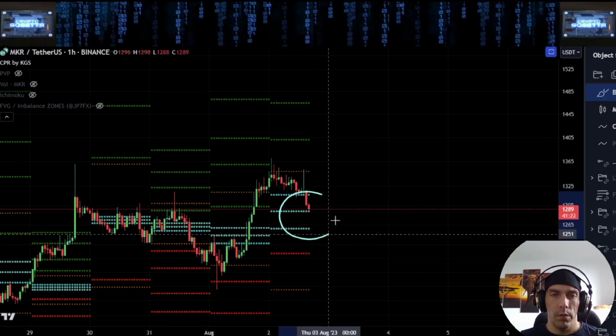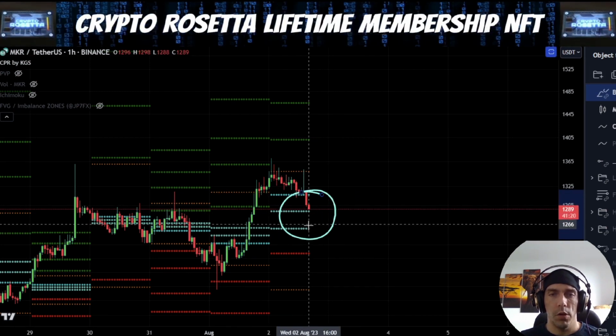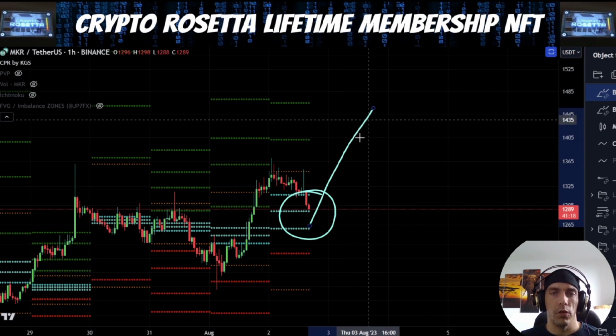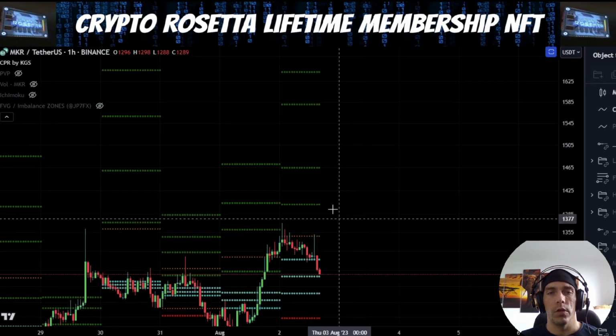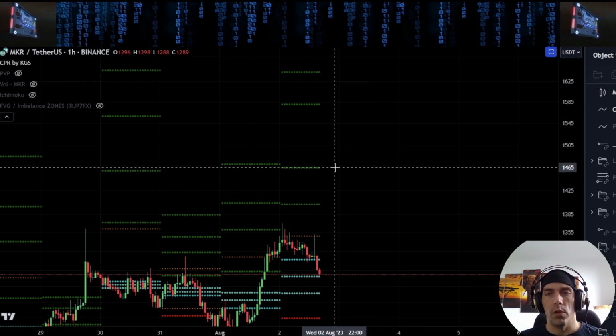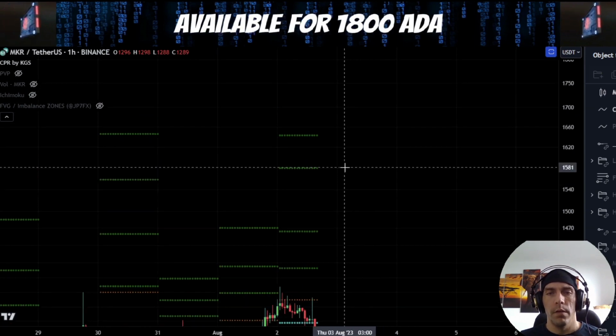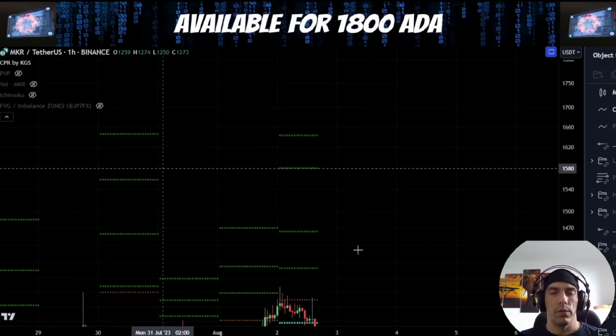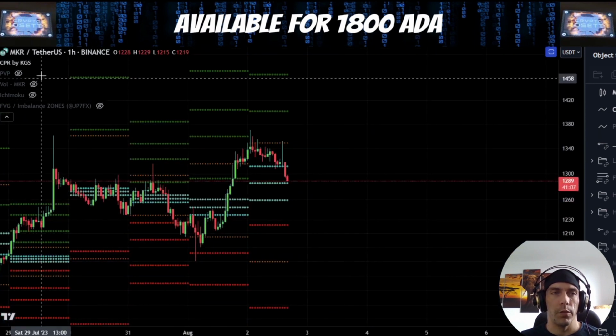If we do see, however, price hold support in this area, we could then potentially look for that continuation to the upside. Continuation targets for today would be this 1402, 1465, 1581 and this 1642 as potential targets to the upside for today.